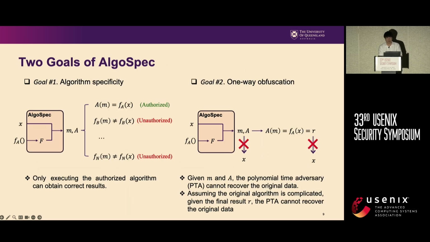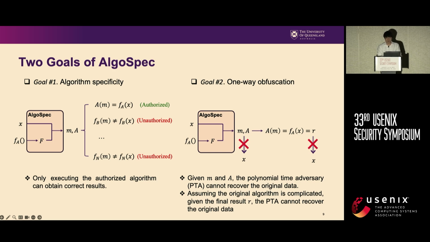Okay, so we set two goals for AlgoSpec. Goal one is the algorithm specificity, which enforces the purpose limitation principle. After using AlgoSpec, we can see only executing the authorized algorithm can obtain the correct result. And goal two is one-way obfuscation, which ensures the data security. The adversary cannot reverse engineer the original data, whether they have access to the intermediate results M and A or the final result R. So the two goals guarantee that the purpose limitation principle is upheld and the original data is being protected well.